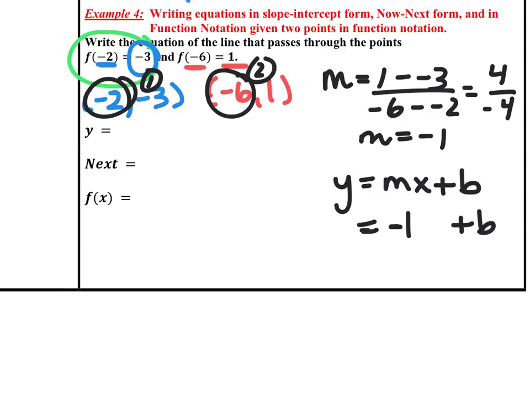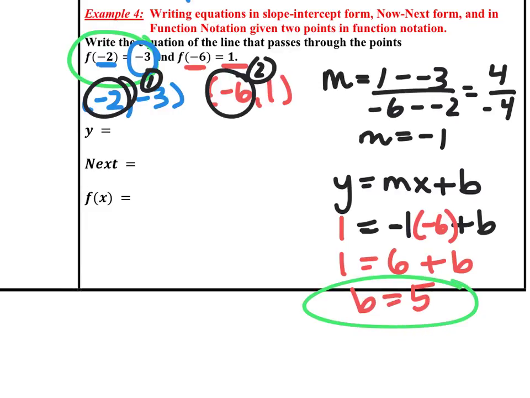I'm going to choose the point -6, 1. -6 goes in for x, and 1 goes in for y. Let's multiply that and then solve. So 1 equals 6 plus b. Good thing I picked numbers that look so much like my variable. And I would get b is equal to 5.